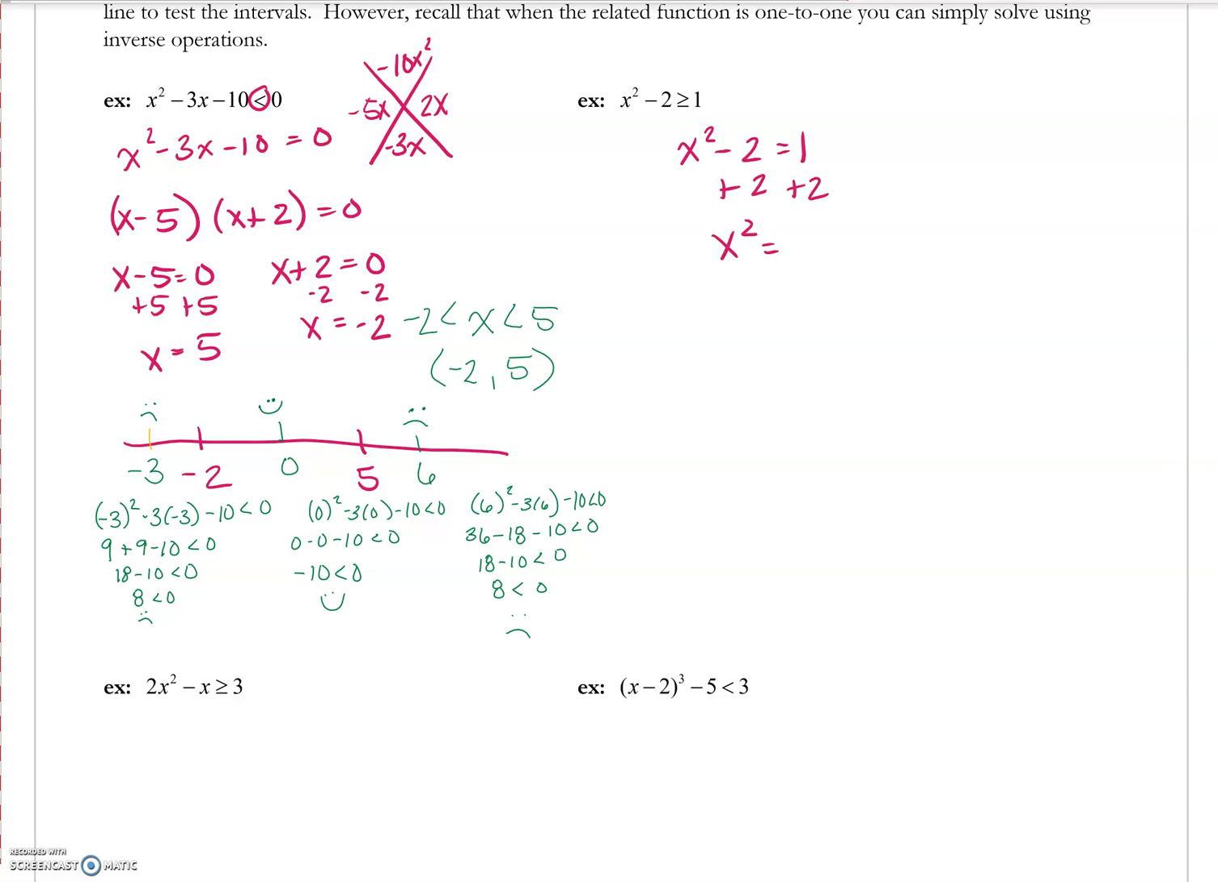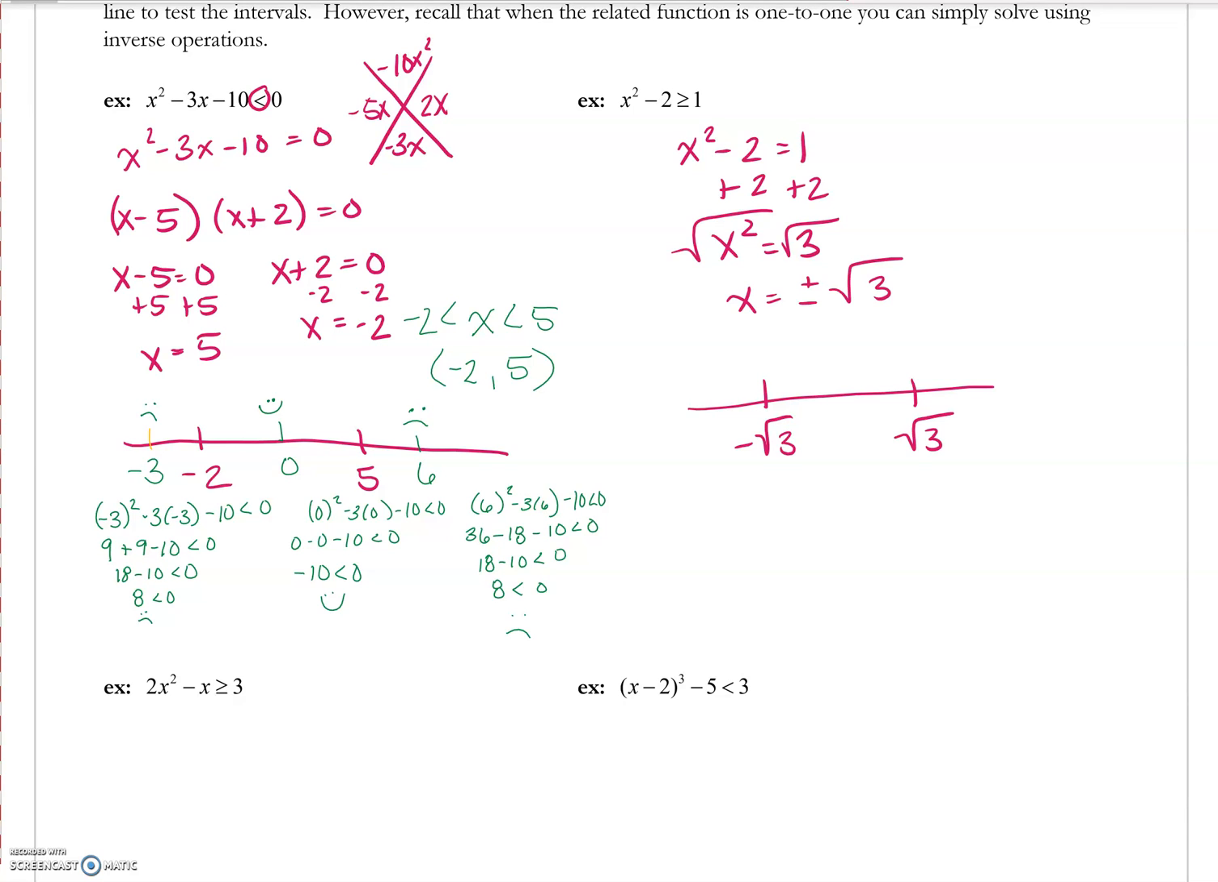And I would get x squared equals 3. And then take the square root of both sides and get x equals positive or negative square root of 3. So I'll test these numbers on a number line. I have negative square root of 3 and positive square root of 3.